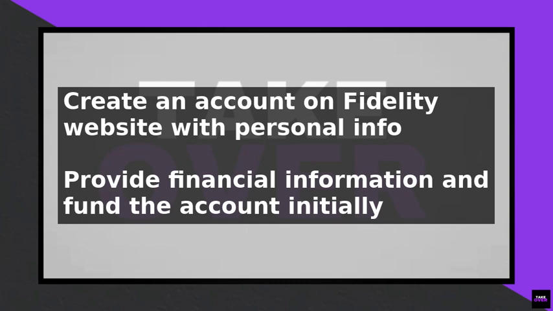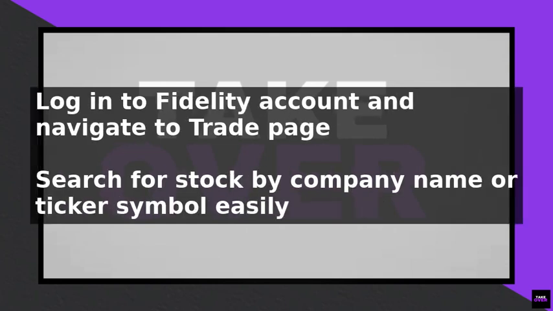From here, you can search for the stock you want to buy by entering the company name or ticker symbol in the search bar. Select the stock you want to buy from the search results, and then click on the Buy button. You will then be taken to the order entry page, where you can enter the number of shares you want to buy and the price you are willing to pay.